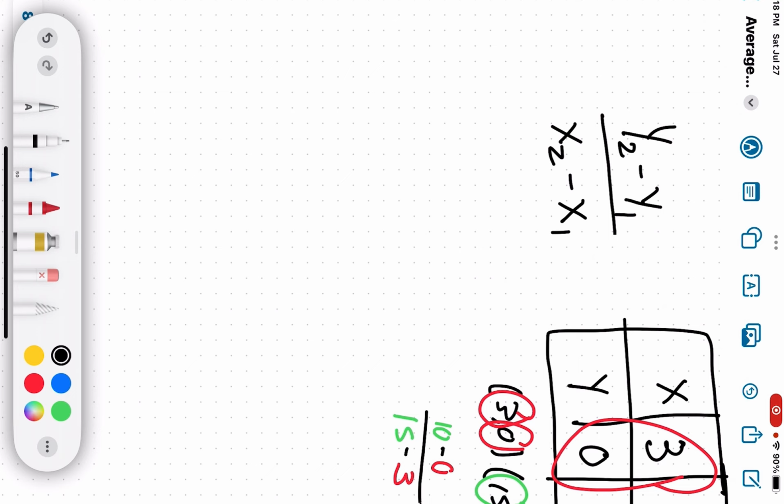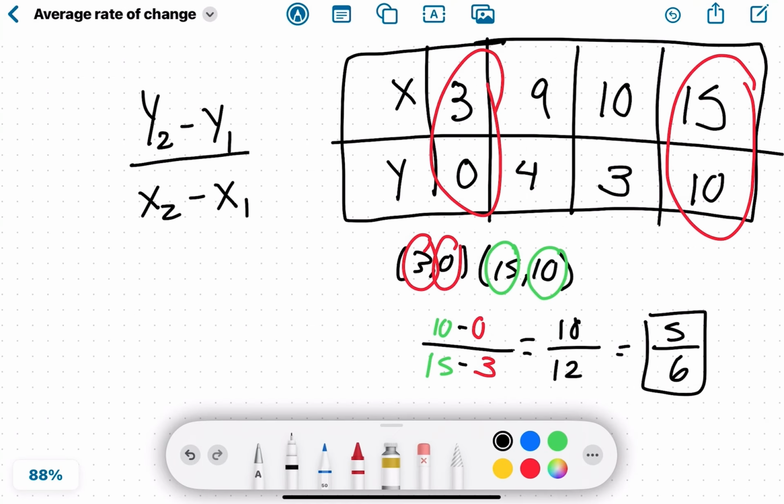There you go. Average rate of change, by the way, doesn't really have any units. It's just 5 over 6. And yeah, that concludes our video on average rate of change.